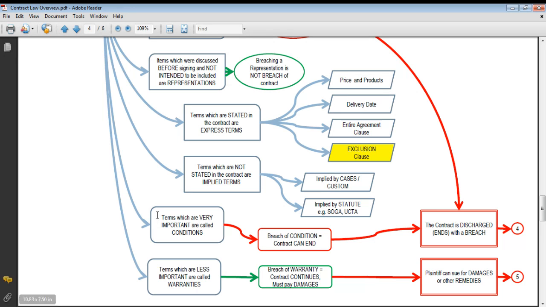And there we look and see if the terms are very important, they're called conditions. And a breach of condition means the contract can end, meaning be discharged. But terms which are less important are called warranties. And a breach of warranty means the contract must still continue. It cannot be discharged. So this is actually the statement of the law, which is that if it's a very important term, it is a condition, and the breach of a condition can discharge the contract. But if it's a less important term, it's only a warranty, and a breach of warranty does not discharge a contract. The contract must continue even though the defendant must pay damages.